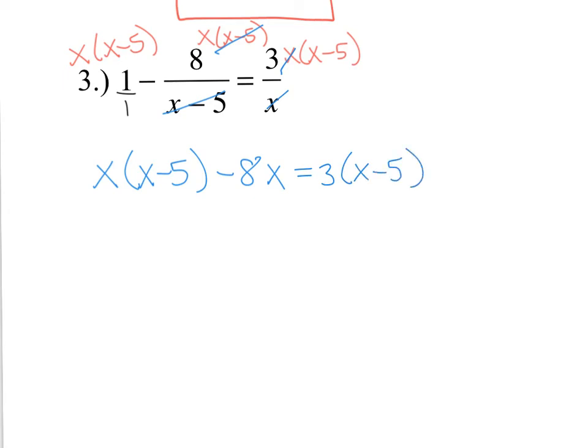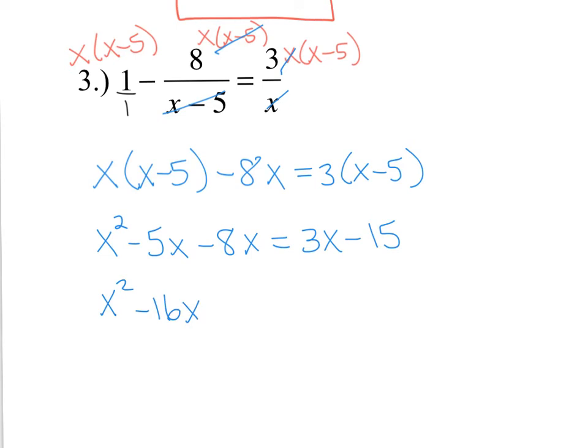I'll go ahead and distribute so I can solve. So we'll have an x squared minus 5x minus 8x. And that's equal to 3x minus 15. Now, I have a quadratic here, so I don't want to get my x's on one side, because when you have a quadratic, you want it set equal to 0, so you can either factor or use your quadratic formula. So when I set this equal to 0, that'll give me an x squared minus 16x plus 15.